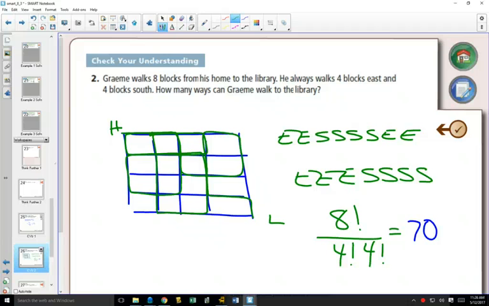I live close to school. If we do the same thing for me walking to school, I have 2 different paths. I walk every day to school. It's not that exciting. It would take me longer if I lived as far as Graham does from the library. It would take me longer to walk to school, so that would kind of be bad. But I would have all of these different options. Anyways, so we've got 70.